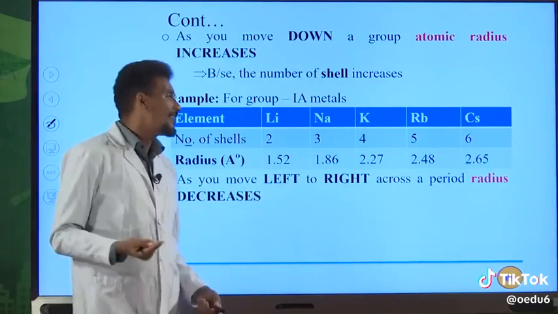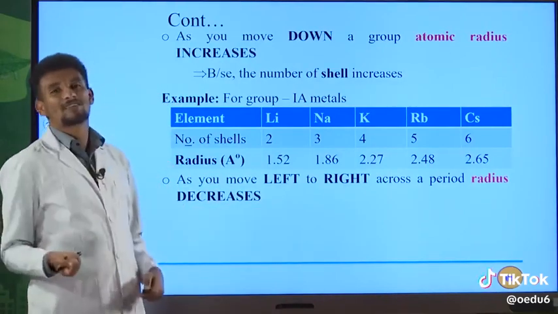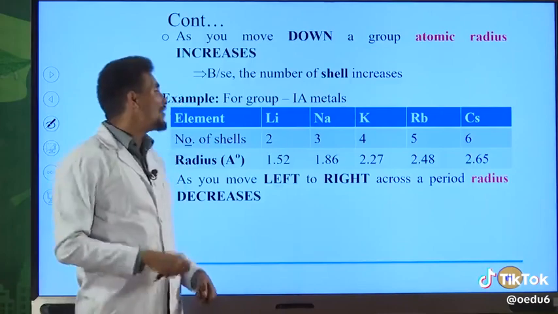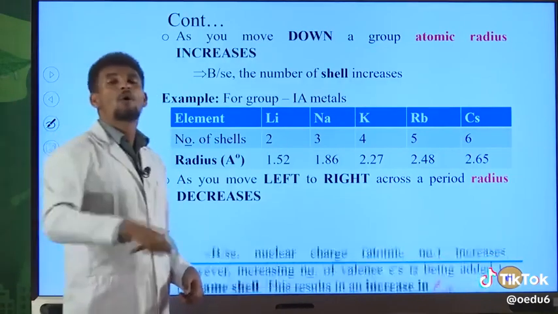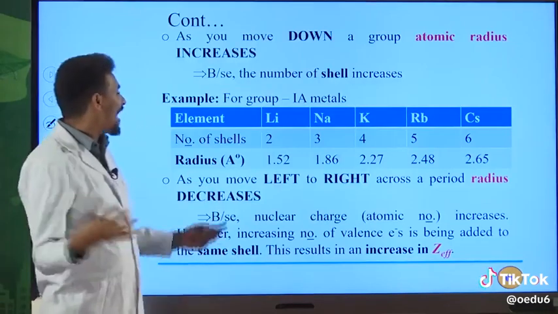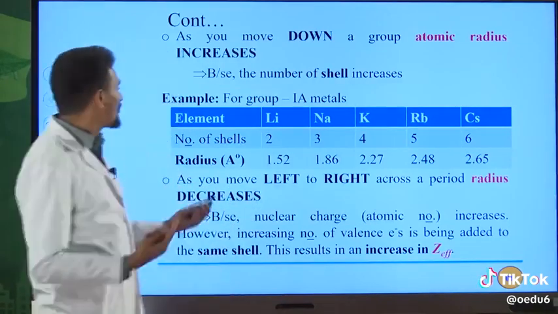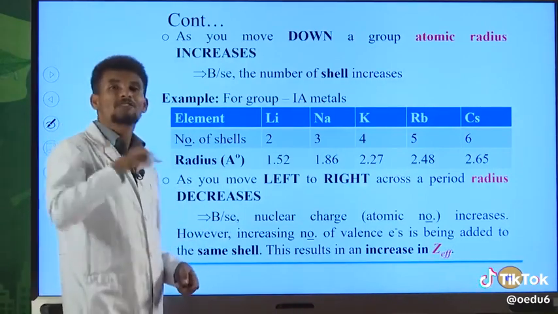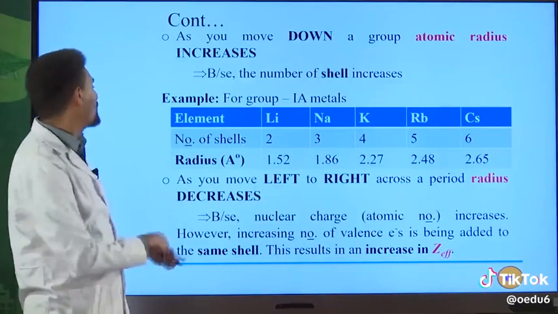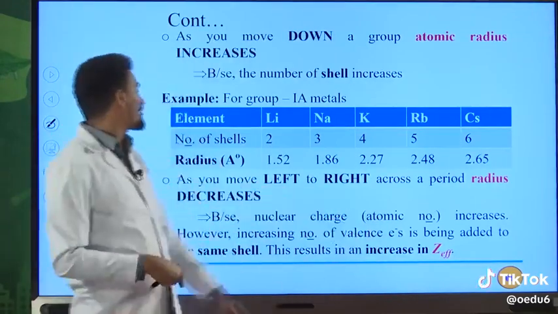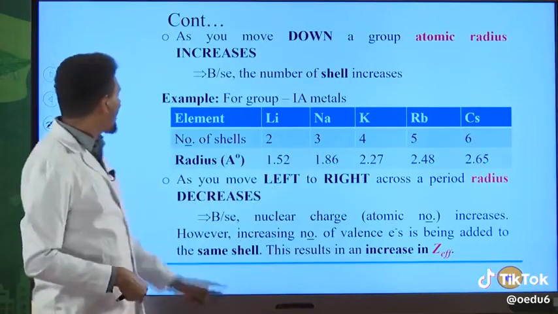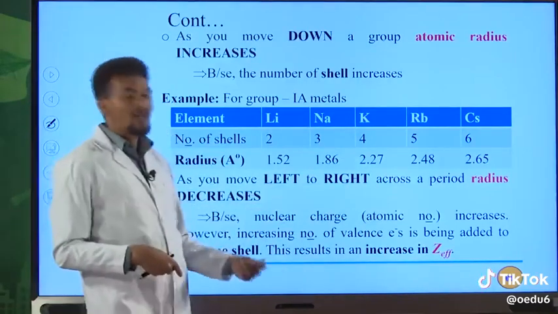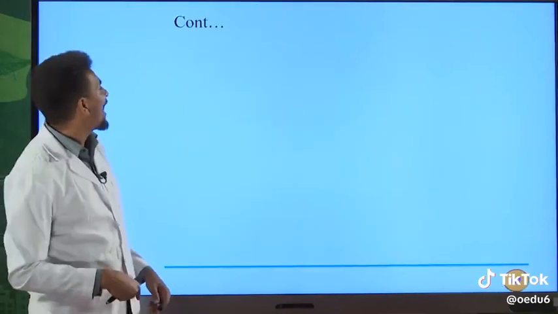As you move left to right across the period, radius decreases. Why? Because the shell is the same for all elements in the same period. However, extra electrons are added on the shell, and those electrons directly attract with the positive charge of the nucleus. Because of this attraction, the atomic radius of these elements decreases across the period from left to right. Effective nuclear charge also increases. Therefore, increasing number of valence electrons is being added to the same shell, and this reduces the radius of these elements.